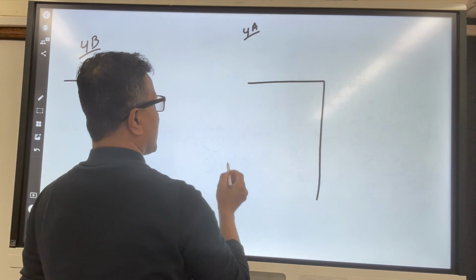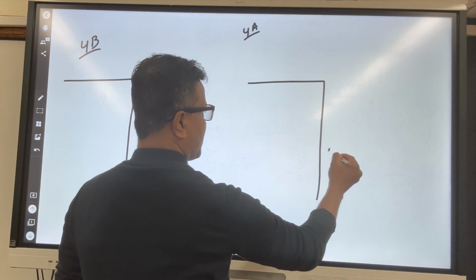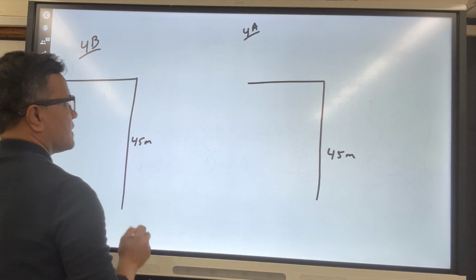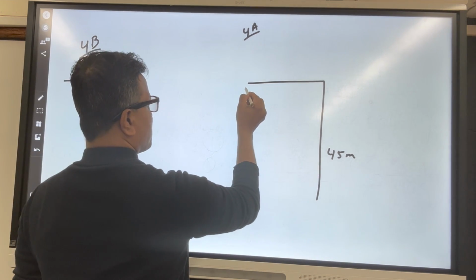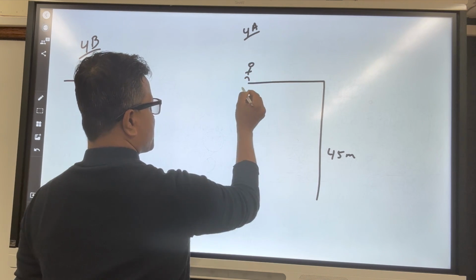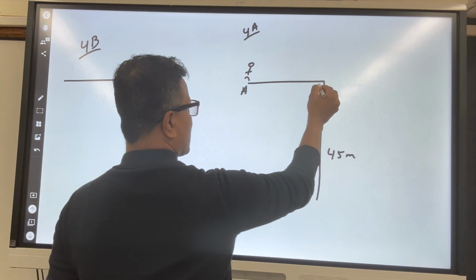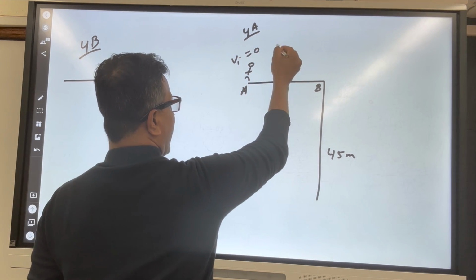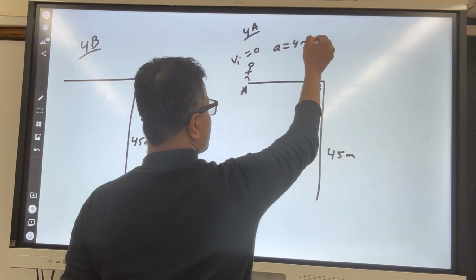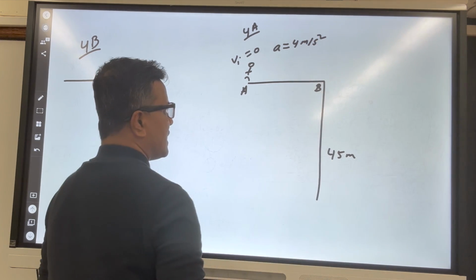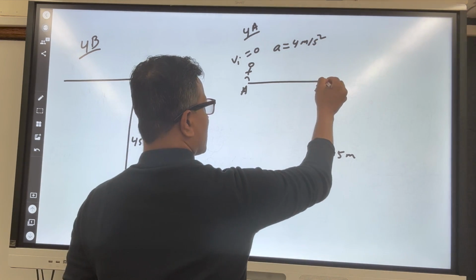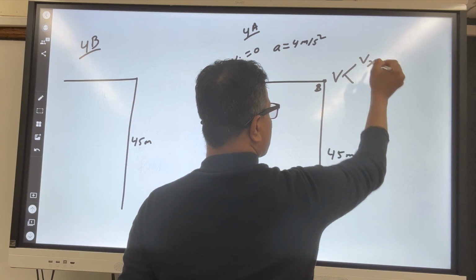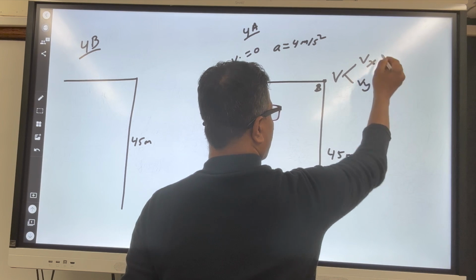To set 4A, this is 45 meter. This is also 45 meter. A person moves from location A to location B, starts with initial velocity 0, accelerates at 4 meter per second squared. I ask you to find his velocity at location B when he runs off: velocity in the x direction, velocity in the y direction.